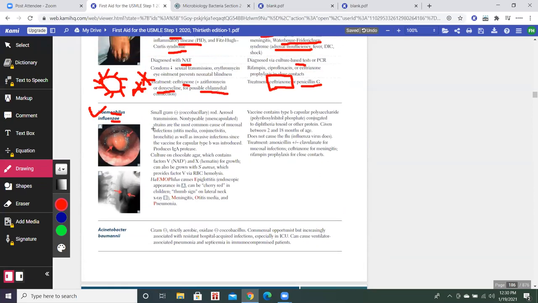I would like to use a Physio video. The reason being is Haemophilus influenzae is actually pretty difficult to remember because there are lots of things happening over here, and I think a video for Haemophilus influenzae will actually help you guys out. So, shall we start with a video for Haemophilus influenzae, yes or no?